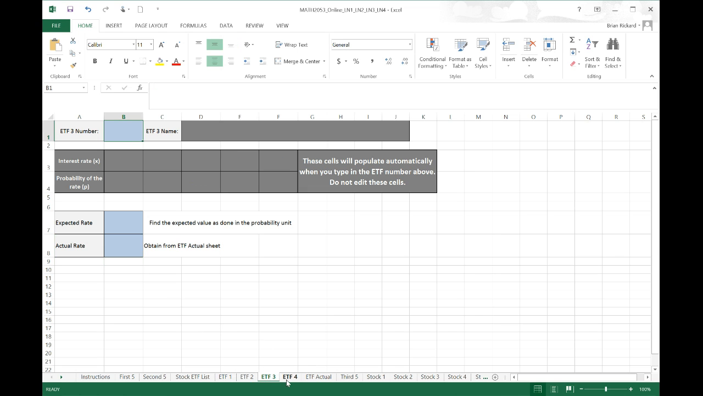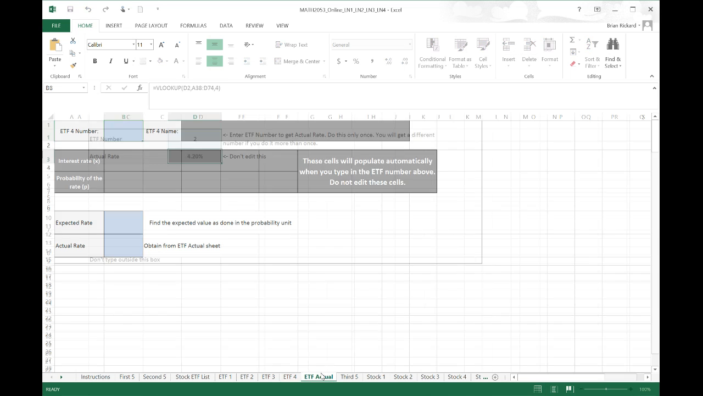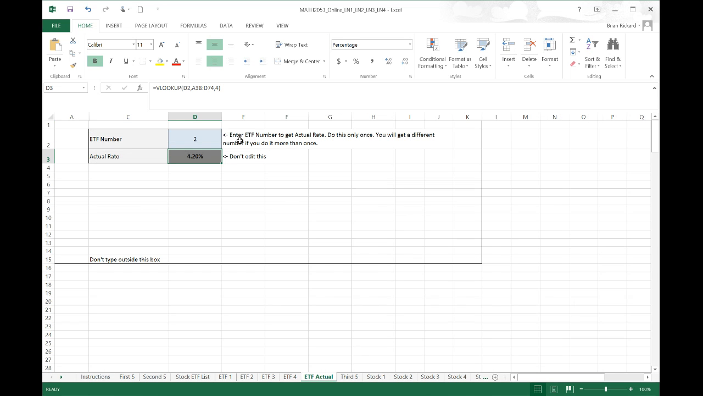ETF2, ETF3, and ETF4. Now on that ETF actual sheet, notice only enter it once, because you'll get a different number if you do it more than once. So I typed 2 in once and I got my answer. That's all I need to do. Notice it's already changed because it's a random number generator.